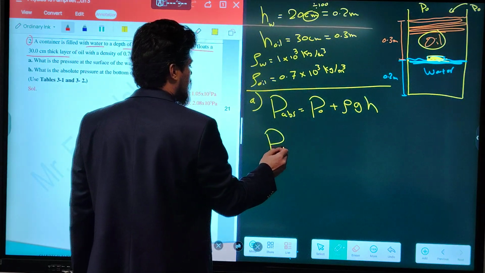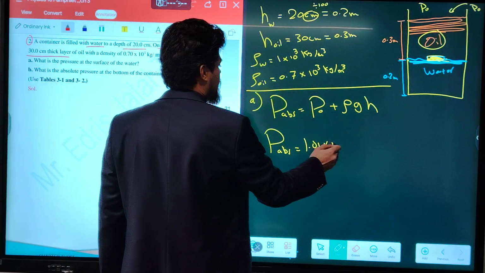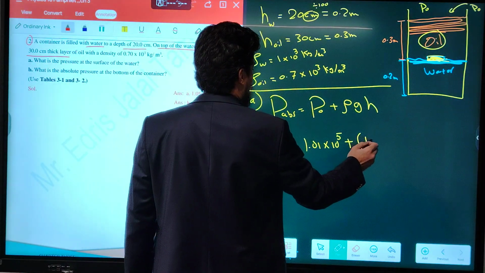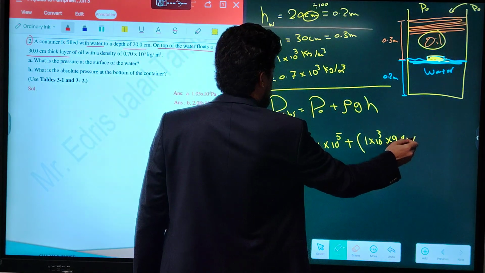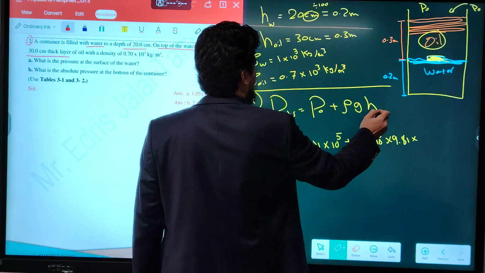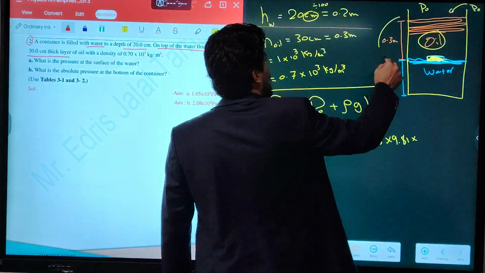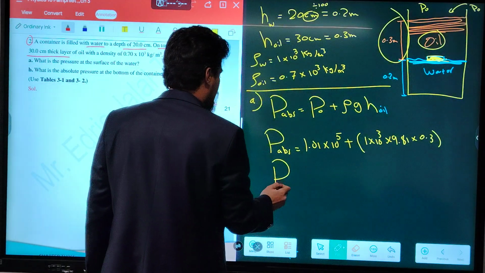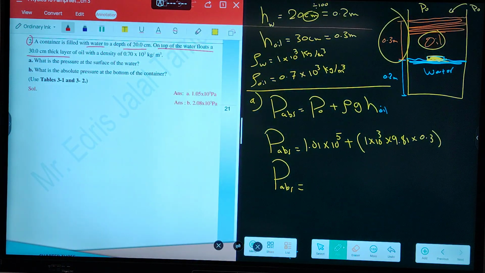P absolute at the surface of the water is equal to 1.01 times 10 power 5 plus the density of fresh water, 1 times 10 power 3, times 9.81, times the height of what? Of oil. So we have to use the height of oil, 0.3. Okay? So this is the absolute pressure at the surface of the water.